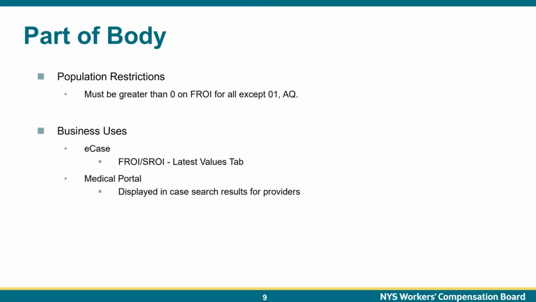For business uses, for those familiar with eCase, we have a FROI tab in there. Within the latest values tab, all of the body parts that you report will be visible to you and any other eCase user. Within the medical portal, we display in the case search result for providers both the ANCR information as well as the eClaims information for body parts reported through eClaims.